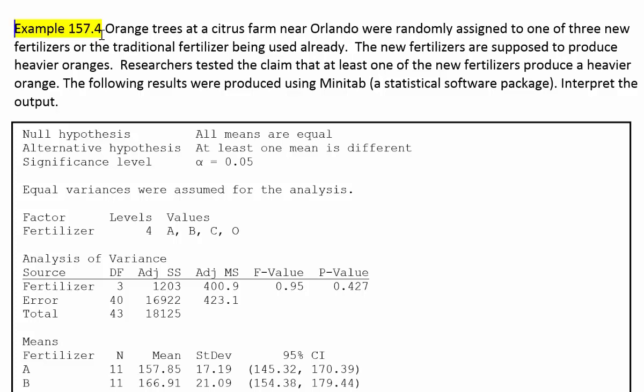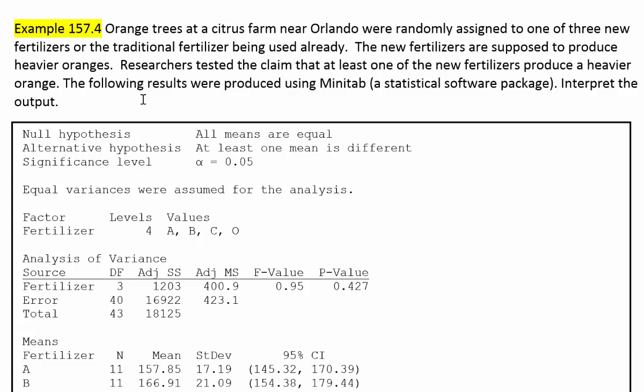Example 157.4: orange trees at a citrus farm near Orlando were randomly assigned to one of 3 new fertilizers, or the traditional fertilizer being used already. The new fertilizers are supposed to produce heavier oranges. Researchers tested the claim that at least one of the new fertilizers produced a heavier orange. The following results were produced using Minitab, a statistical software package.